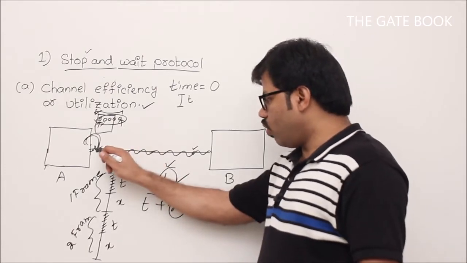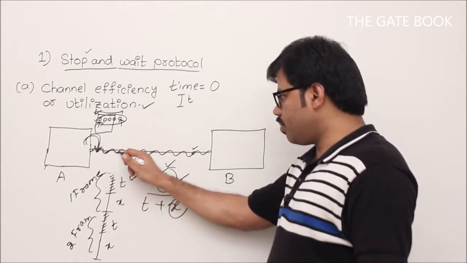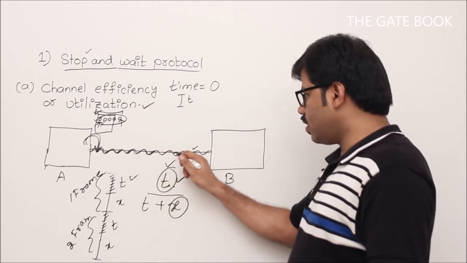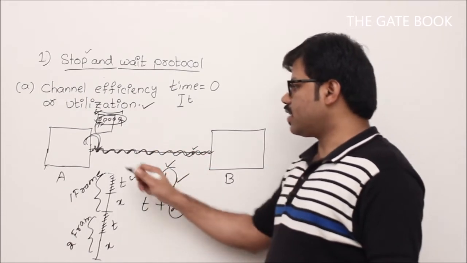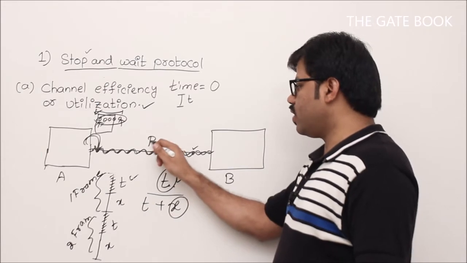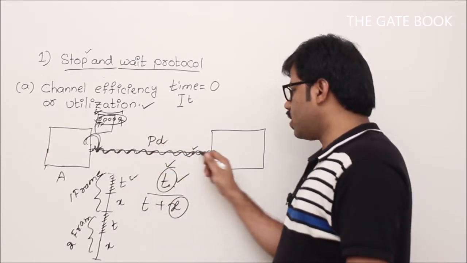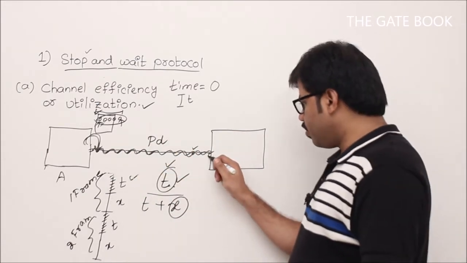Now we will only focus on that last bit. It will start going like this. How much time will it take? That is exactly equal to the propagation delay of this line, correct? So this is the propagation delay. Now after that the last bit will reach here.